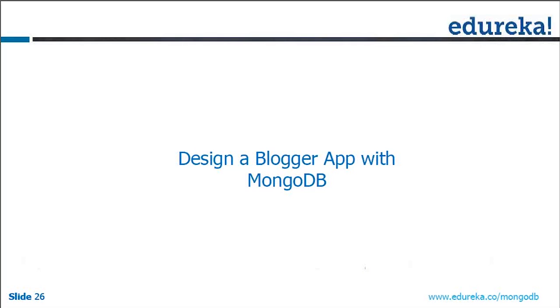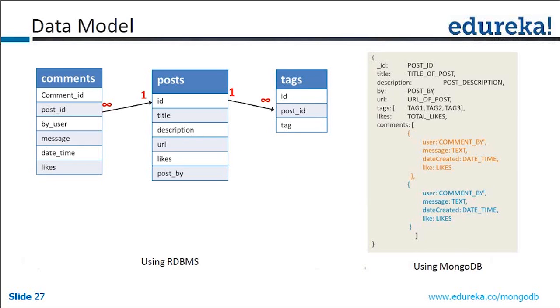If you want to design this kind of application using an RDBMS, how will you do it? If you go to this slide and look at the diagram on the left side, probably you will have one table called posts, which will have the fields related to posts like ID, post, description, URL, likes, correct?